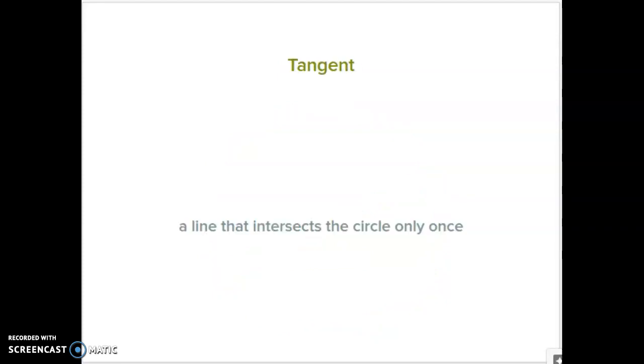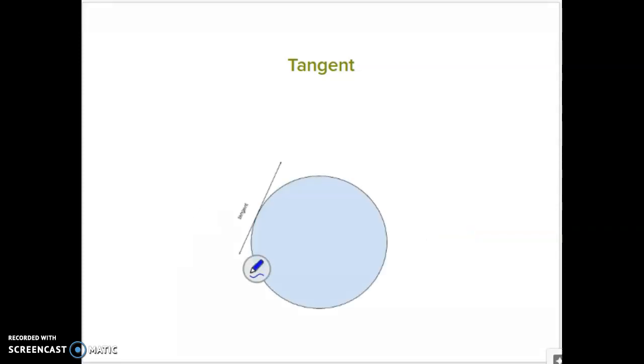Now a tangent. I had you underline segment before. A tangent is a line, so that means it continues on, that intersects the circle at only one point. When I show you the picture, you're going to be like, well, no, that looks like multiple points. Nope, a tangent line only hits it at one singular point. So here is my tangent line. It's going on forever and ever, and it crosses right here at one point. It barely touches the edge of the circle.